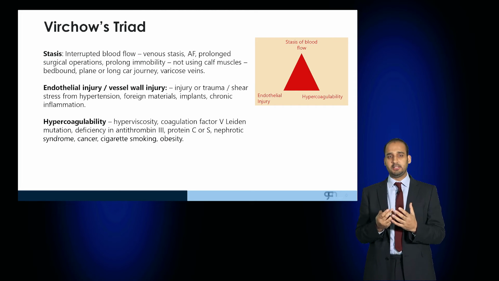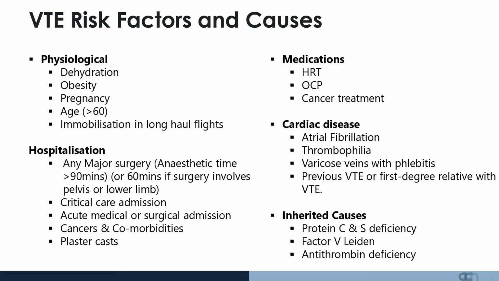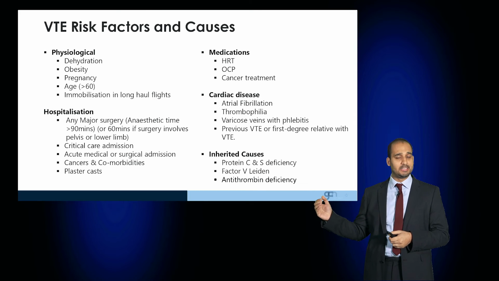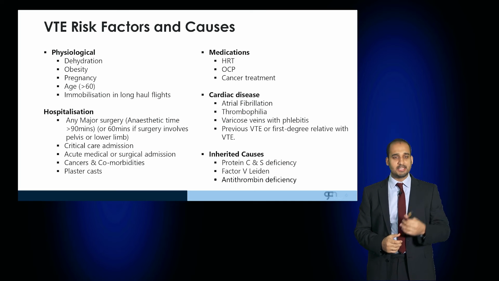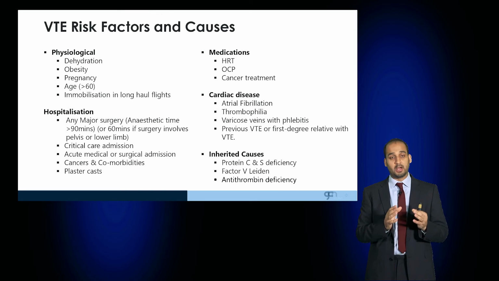So putting these three things together, we can extrapolate various risk factors. Physiological risk factors to develop a blood clot include dehydration, obesity, pregnancy, advancing age, and immobilization. Hospitalization is an independent risk factor for developing blood clots, and that's why patients who are eligible are put on prophylactic therapy.